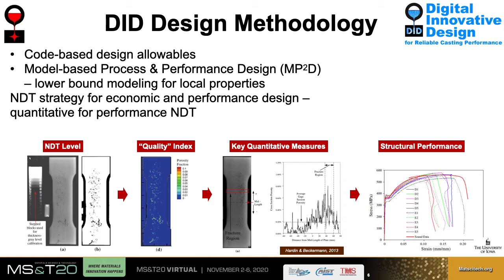We have two design objectives. First is to develop code-based design allowables, much like the ASME boiler and pressure vessel code, where it specifies allowed stress for specific grades. The second approach is developing a model-based process and performance design. We will leverage our modeling capability in establishing lower bounds for local properties in steel castings.